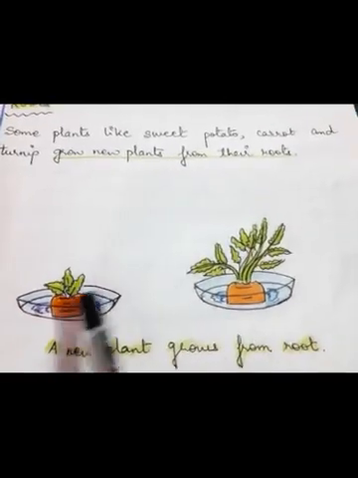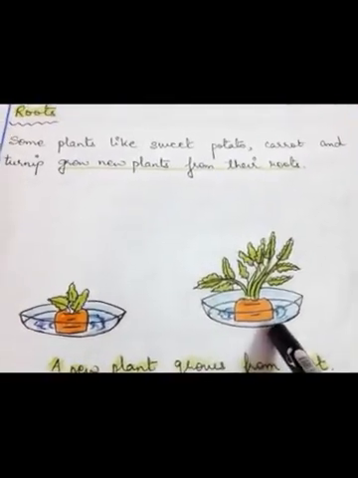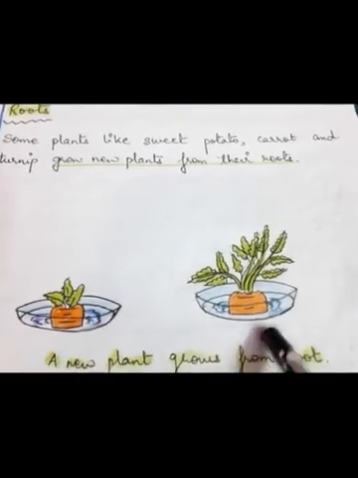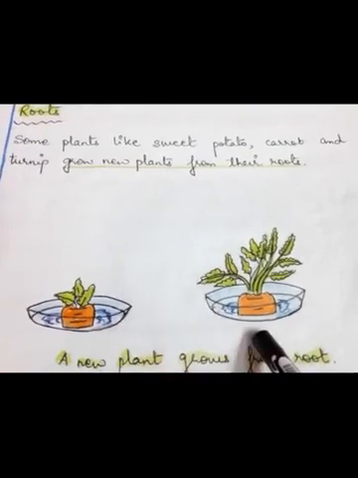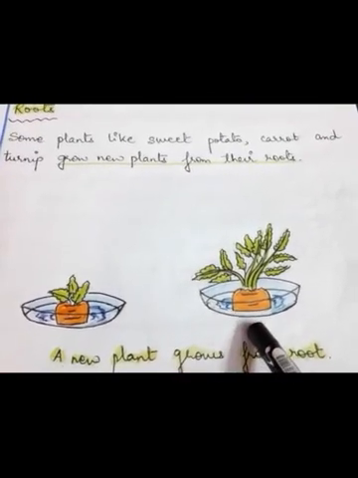So here my vegetative part is my root that I have used here, and the method that I have used is called vegetative propagation. Understood, class?